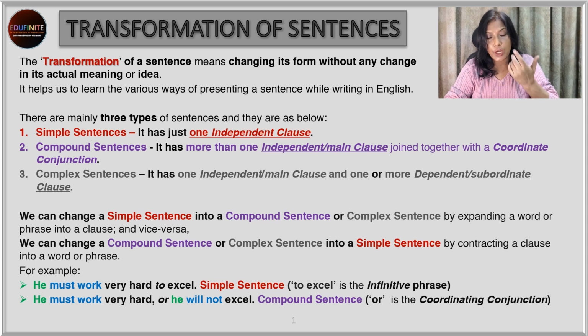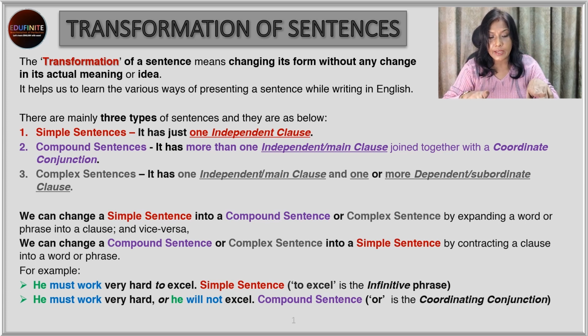Now, how do we change this into a compound sentence? He must work very hard or he will not excel. So what are we doing? To excel, that's the phrase. We are expanding it to make it a clause, he will not excel. So we have now two independent clauses with two verbs and two subjects.